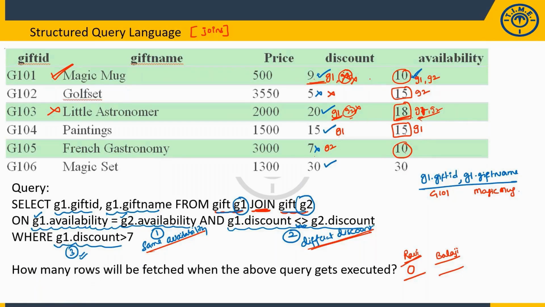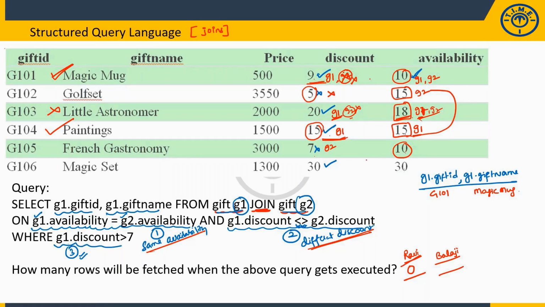Here, I'm looking for the painting, gift 1, and gift 1 availability is 15. The same availability is there for golf set. And the discounts, look at what is the discount for paintings, 15. What is the discount for golf set, 5. These two are not same. So conditions are satisfying. Third condition is gift discount is greater than 7, correct? And gift 1 availability is 15. The same availability is there with golf set, but discounts are different. So this tuple is going to be selected.